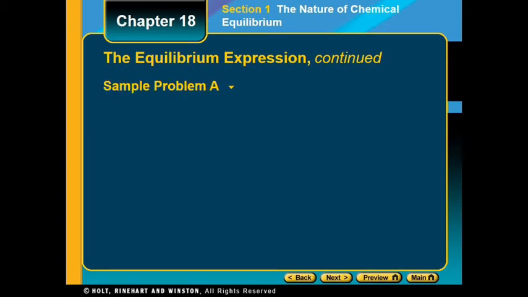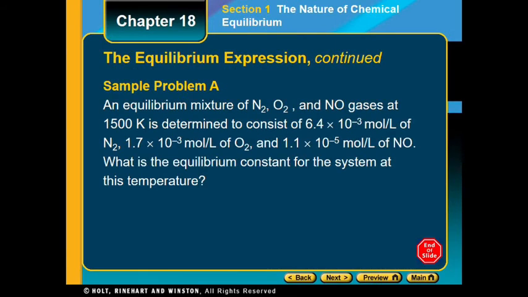So be sure to get down this sample problem as we go. An equilibrium mixture of nitrogen, oxygen, and nitrogen monoxide gases at 1500 Kelvin is determined to consist of, it's given you the concentration here. So that's going to be the concentration of nitrogen. Here is the concentration of oxygen, and there is the concentration of nitrogen monoxide. And it's asking you what is the equilibrium constant for the system at this temperature. So if we go ahead and work it out on this particular one, we're going to set up K.